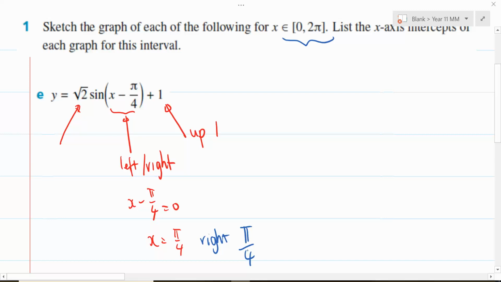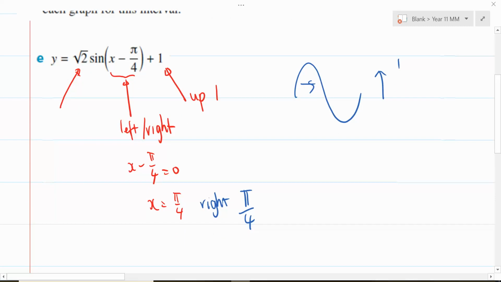In your mind right now, you've got a sine graph, which normally looks like this, but now it's moved to the right by pi on 4, and it's moved up by 1. Now we're going to use what we understand about amplitudes and periods. So what's the amplitude in this case? Can I please have, let's go with Lauren, what's the amplitude? Root 2. Very good. Yeah, there's a root there, so we include it as well.